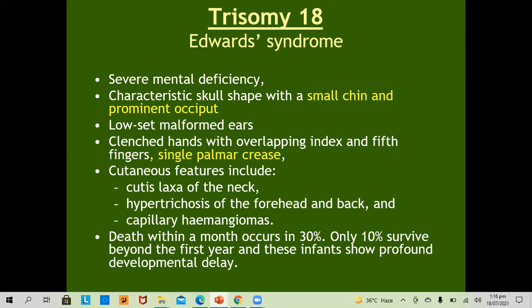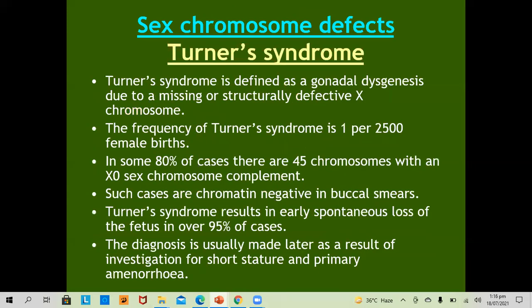Death occurs within months in 30%. Only 10% survive beyond the first year. And these infants show profound developmental delays. Sex chromosome defects. Among the sex chromosome defects, we are going to discuss two syndromes, the Turner syndrome and Klinefelter syndrome. So first, the Turner syndrome.